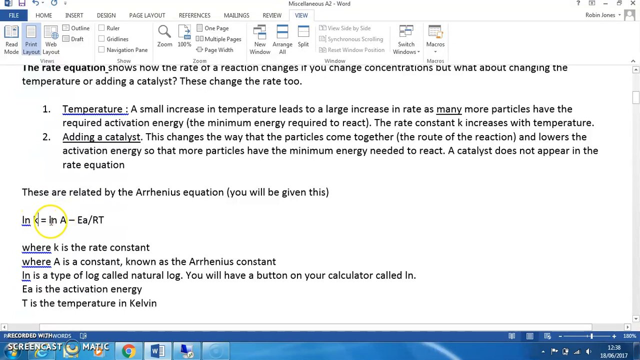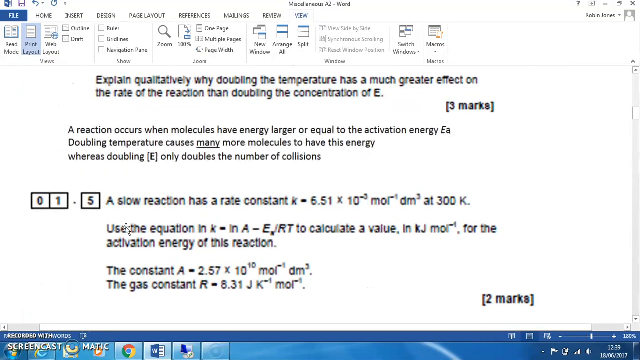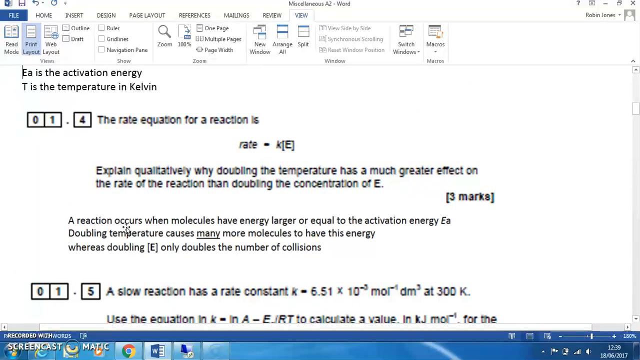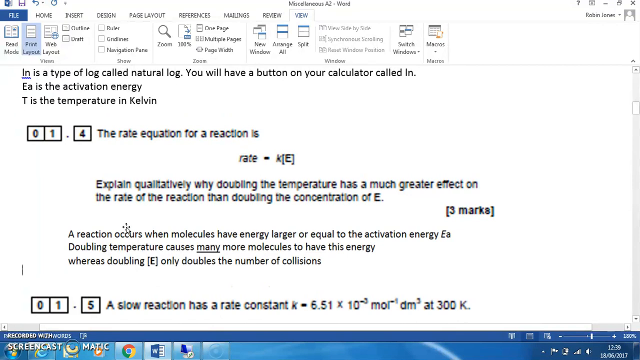k is the rate constant. A is another number called the Arrhenius constant, which you'll be given. Ea is the activation energy, R is the gas constant, 8.31, and T is the temperature in Kelvin. And so what you'll be asked to do with this is a little bit of maths. There are 2 things it can ask you. One is to do a little bit of maths. Let's have a look at a little bit of maths. In a minute we'll have a few other questions as well.